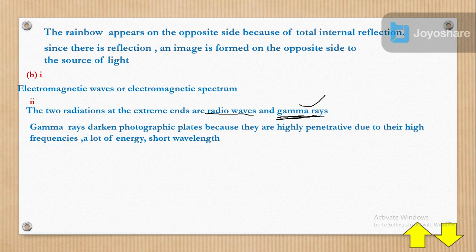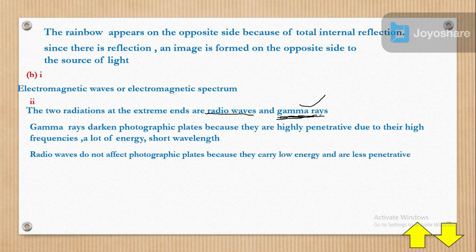So let's go and see how about the radio waves. With the radio waves, shall I say, radio waves do not affect photographic plates because they carry low energy and are less penetrative. Yes, radio waves cannot affect the photographic plate. In fact, an example of radio waves, those are the ones you receive from the FM radios. They don't really have an effect on a photographic plate. As simple as that. So now let's proceed.